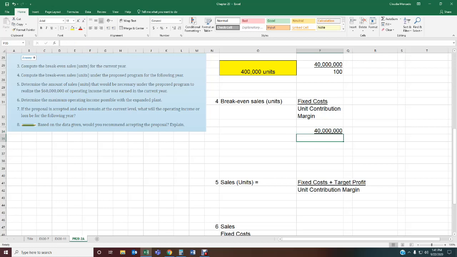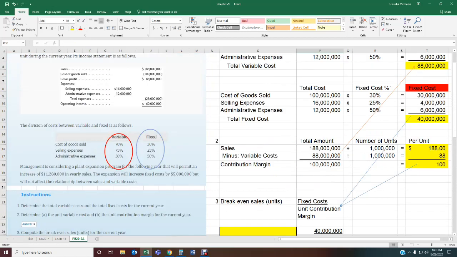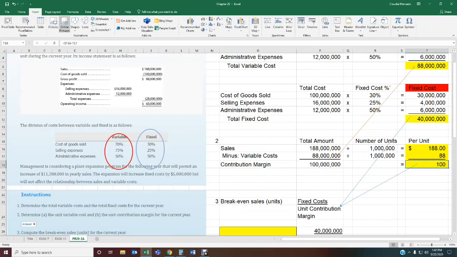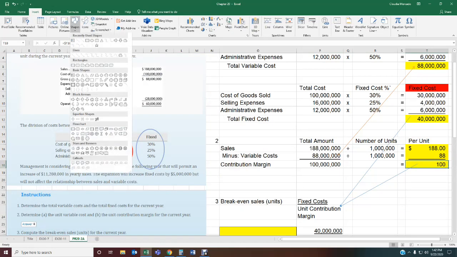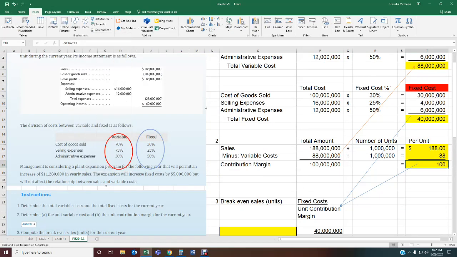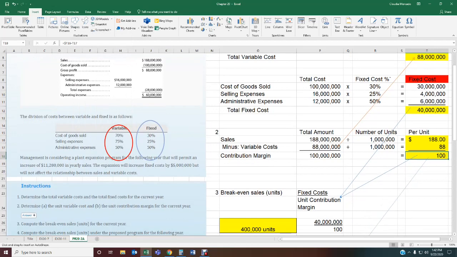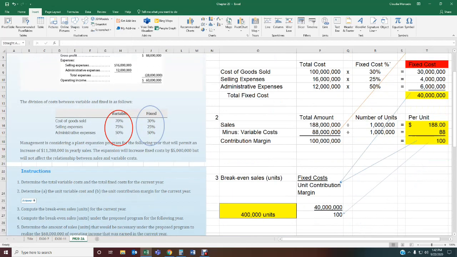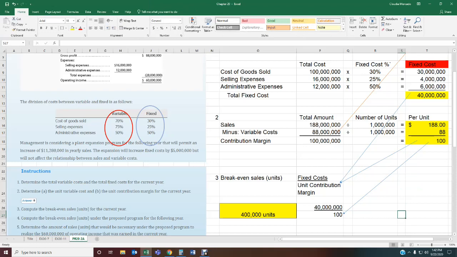And I'm going to divide by my unit contribution margin. And my unit contribution margin, we had calculated it right there. So your contribution margin, we had already calculated it. So it's your fixed cost of 40 million divided by your unit contribution margin, and that gives you your break-even sales in units.